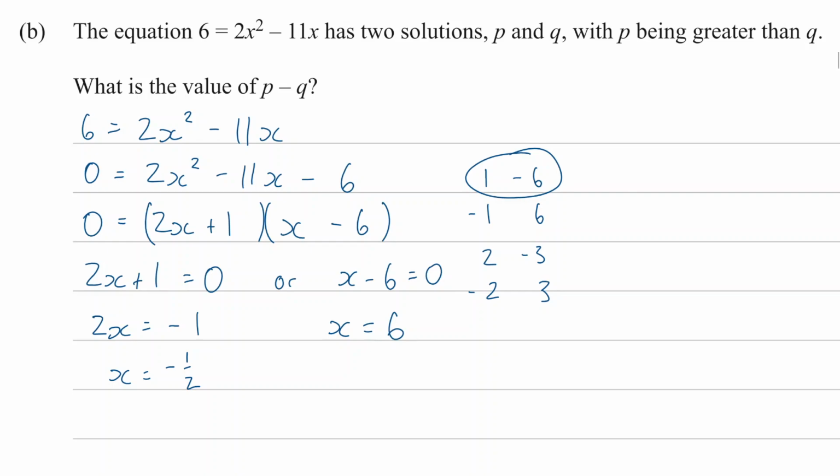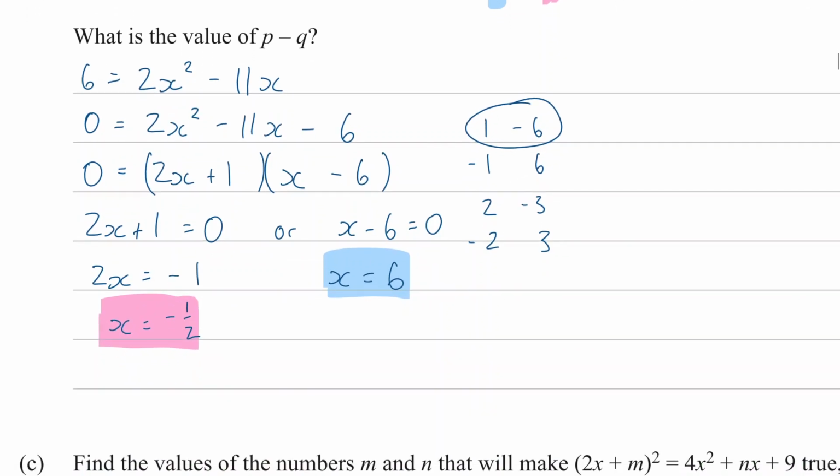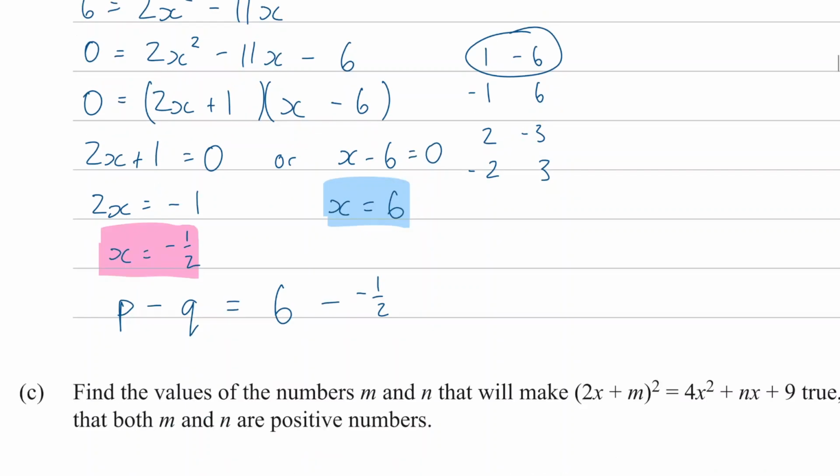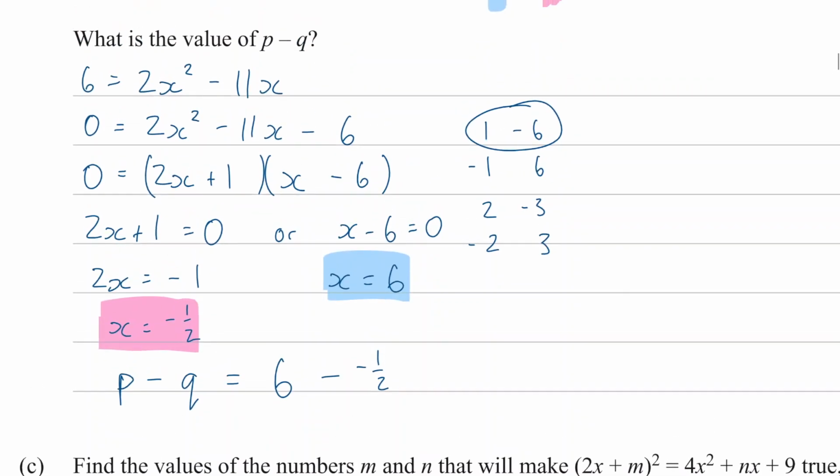Now which one of those is P? Remember, P is the greater one. The greater value here is x equals 6, so that's P, leaving us with Q being -1/2. And the final step is to work out P minus Q, which would be 6 minus -1/2. Don't forget the minus there. In other words, 6 plus 1/2, or 6.5.